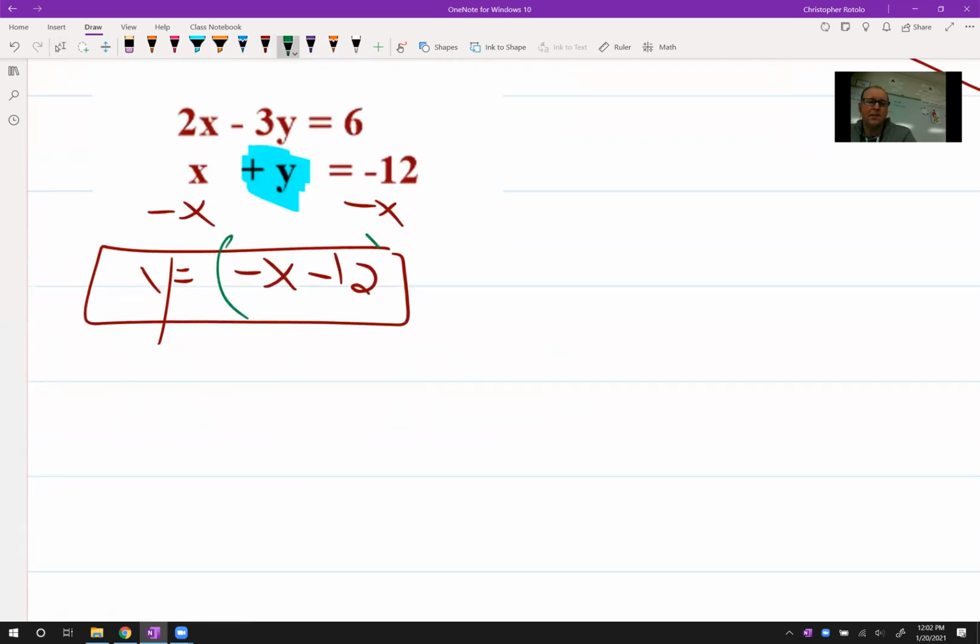I'm going to take this and put it in where y is, because that's what y is equal to. So 2x minus 3, negative x minus 12, and it equals 6.